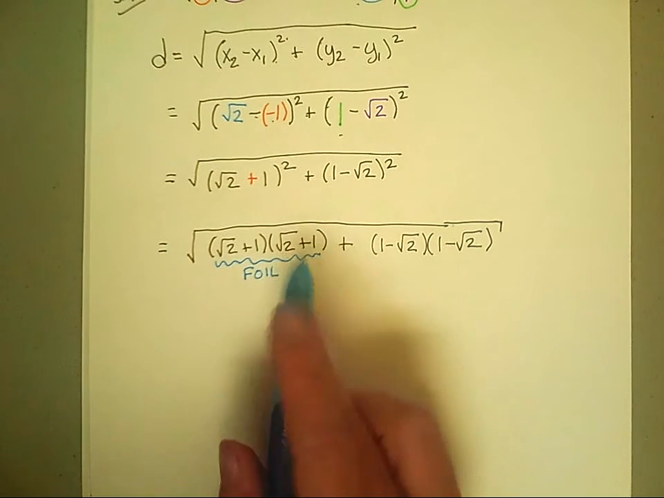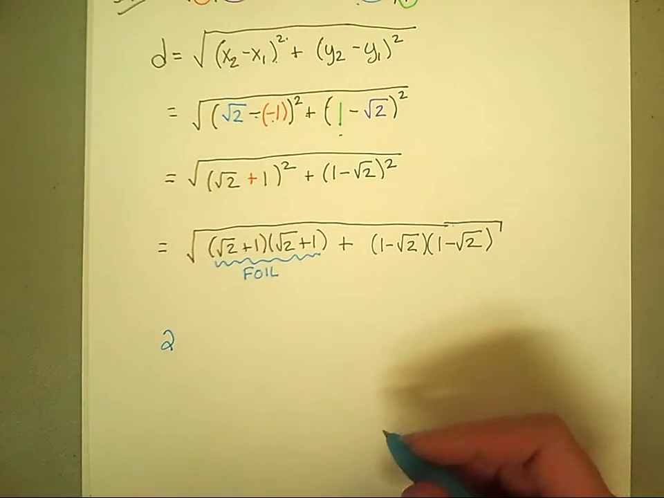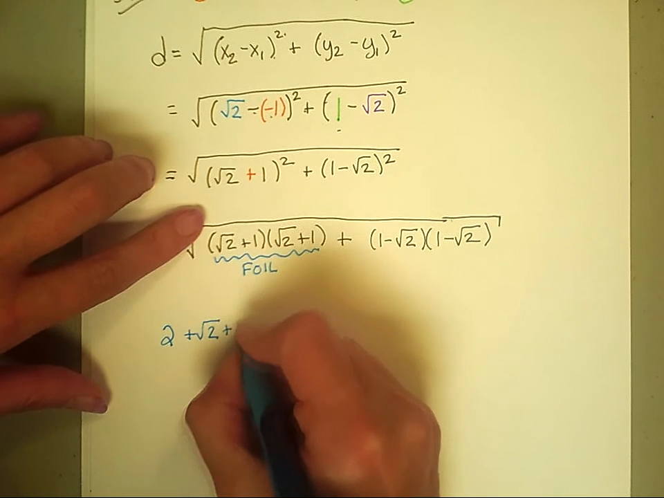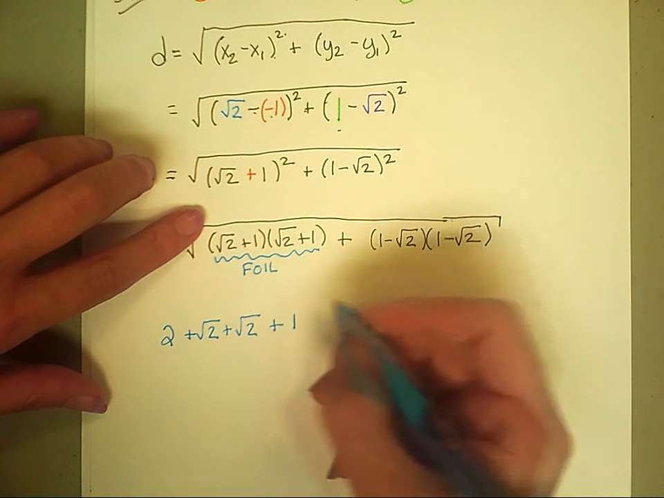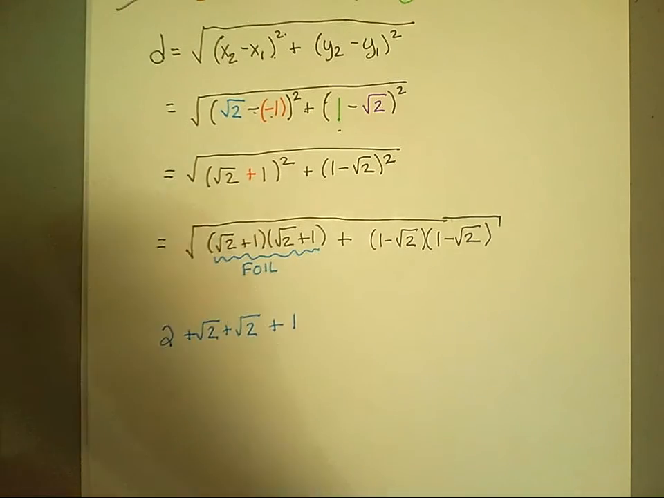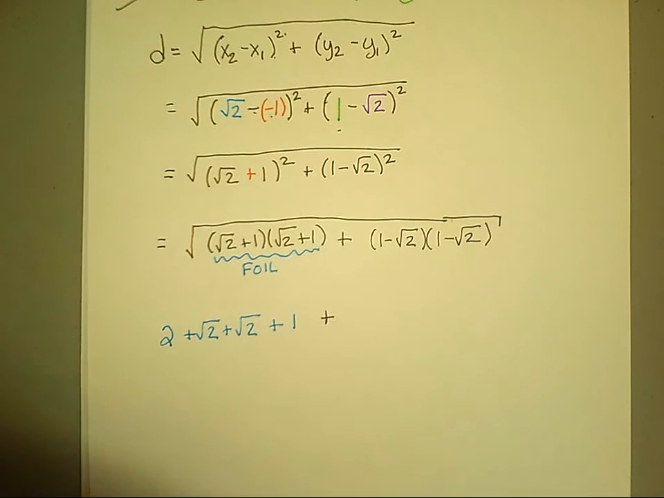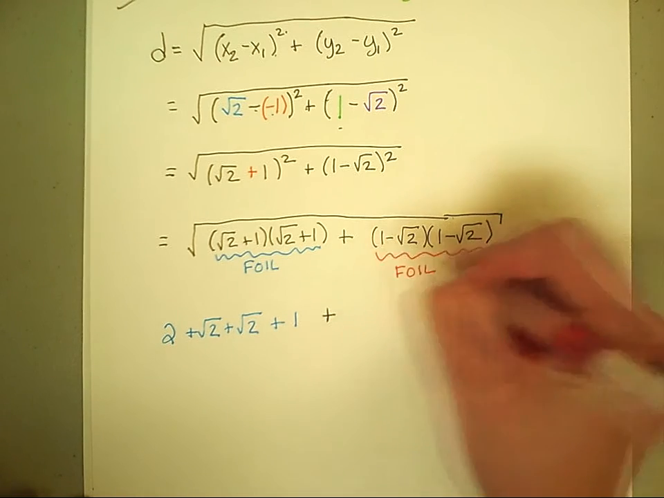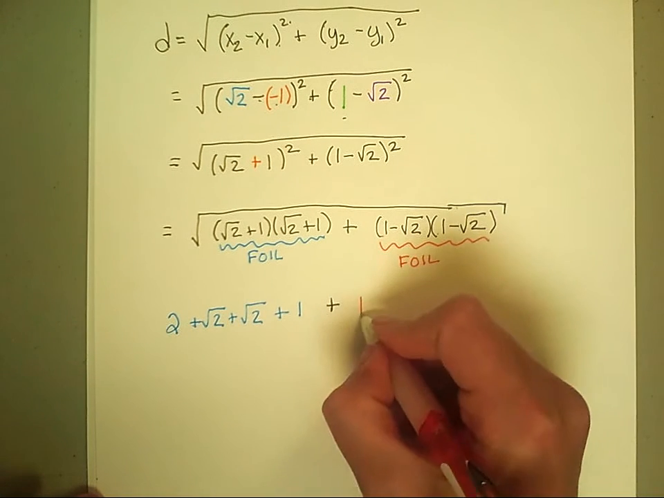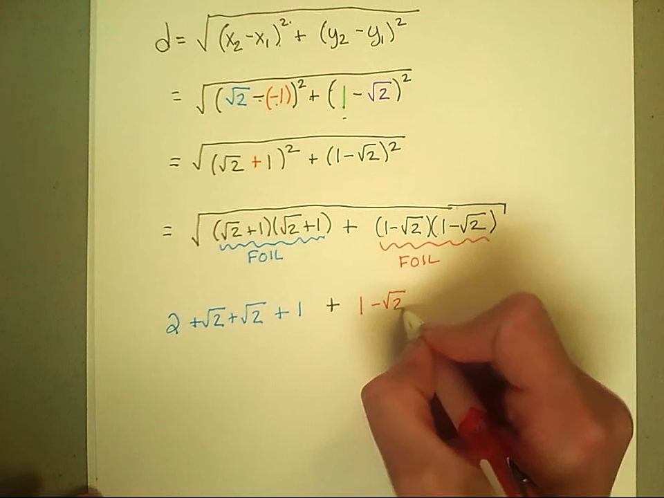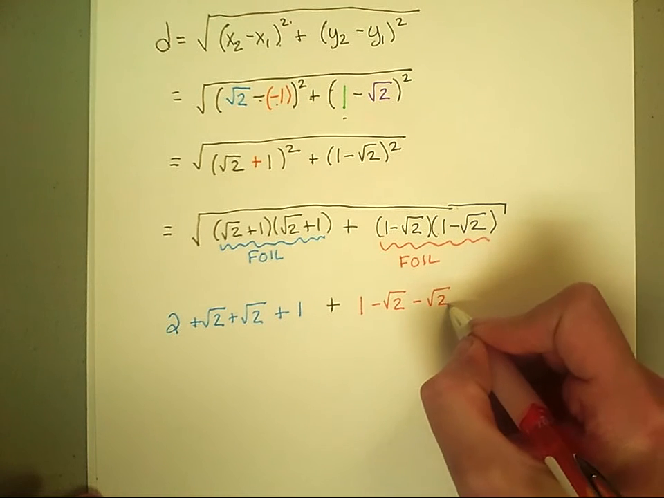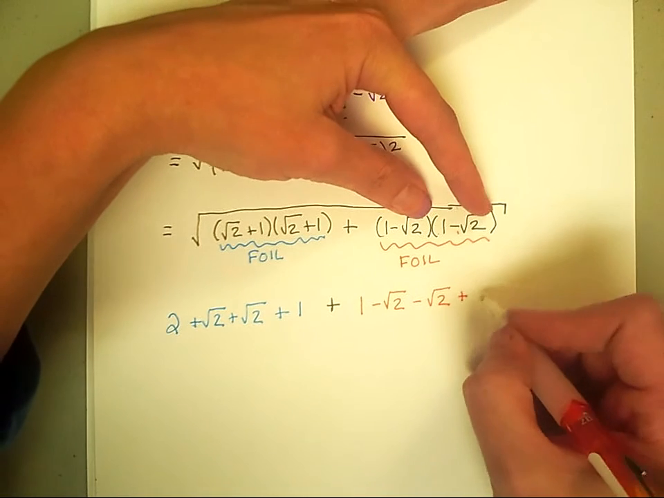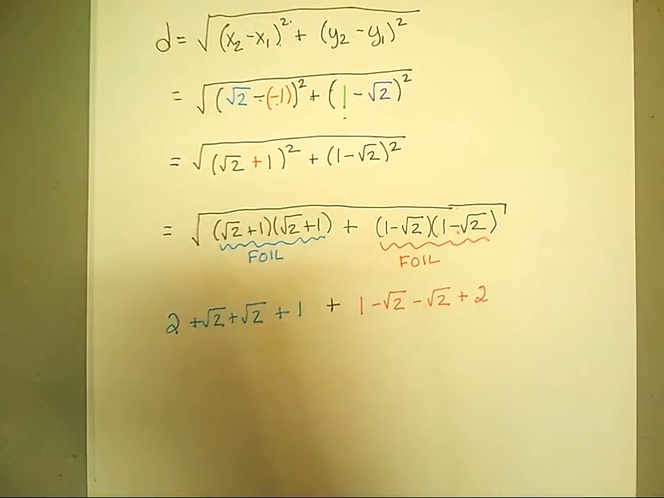Alright, so the square root of 2 times the square root of 2 is 2, plus the square root of 2, plus another square root of 2, plus 1. So that's this. And then plus, now here we'll also FOIL this one. 1 times 1 is 1, minus the square root of 2, minus another square root of 2. A minus and a minus become positive, and the square root of 2 times the square root of 2 is 2.